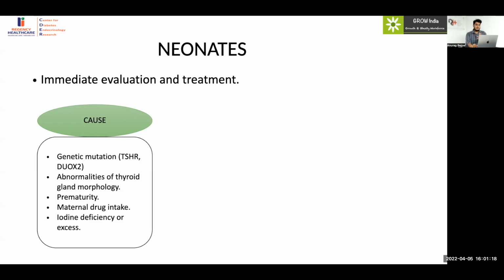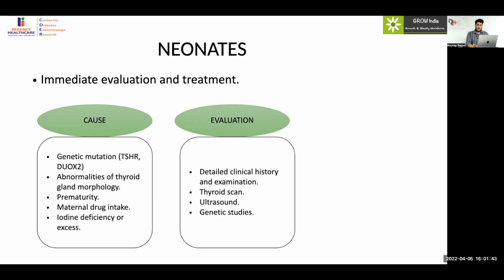And in most cases, whenever there's a neonate with subclinical hypothyroidism, when we actually get a scan done, we used to find many abnormalities in the form of hemiagenesis and thyroid hypoplasia. It is also important to look for other important causes in the form of prematurity, and also maternal drug intake in the form of anti-thyroid drugs and also amiodarone. And we need a very detailed history, including any positive family history, and also look for any drug intake in the mother.